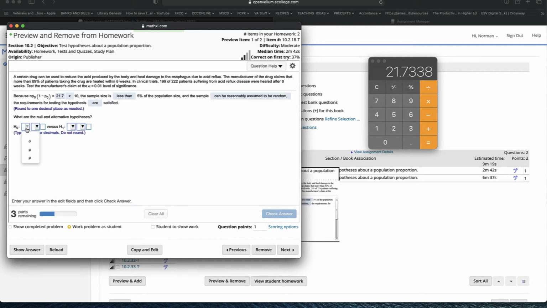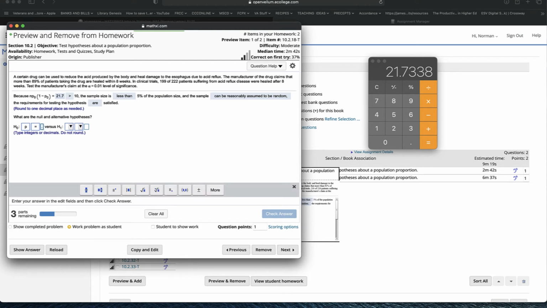Let's note that the null hypothesis is regarding a population proportion. So this is p, and it's always in the form equals. Please remember to rewrite it as a decimal, 0.89. The null hypothesis is that p equals 0.89. Now, to test the manufacturer's claim that they were healed, we're not given any greater than or less than, so we'll do this as a two-way hypothesis test.